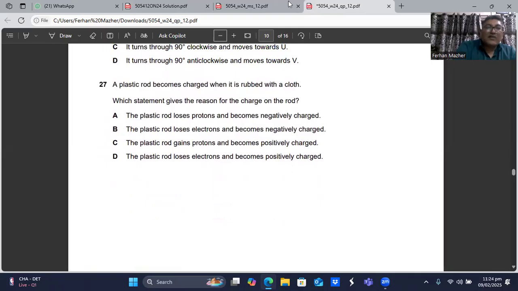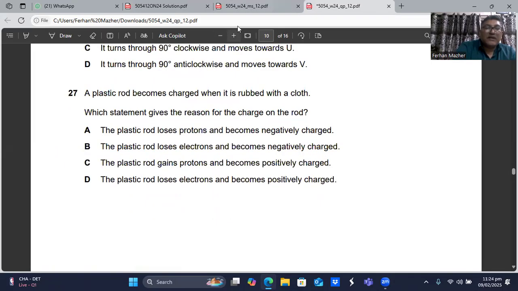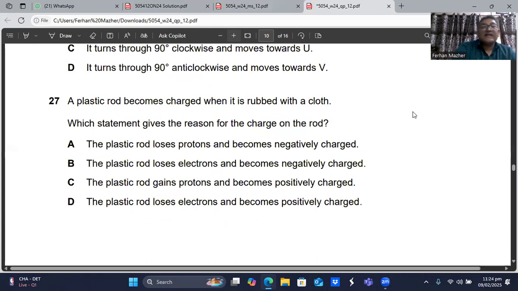Okay, so we have question number 27 coming up on your screen. He says a plastic rod becomes charged when it is rubbed with a cloth. So you have rubbed the plastic rod with the cloth. Which statement gives the reason for the charge on the rod? When you rub a plastic rod with the cloth, the reason for the charging is that the transfer of electrons has taken place.